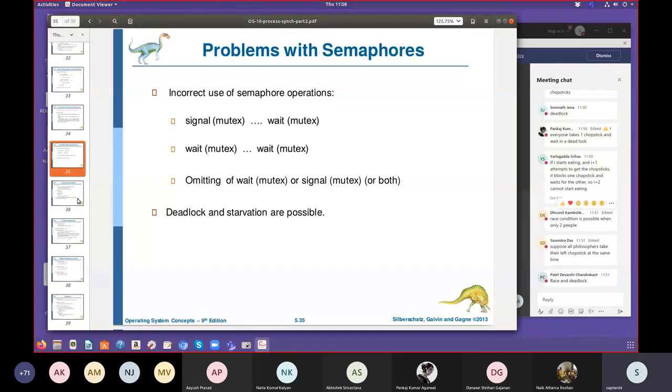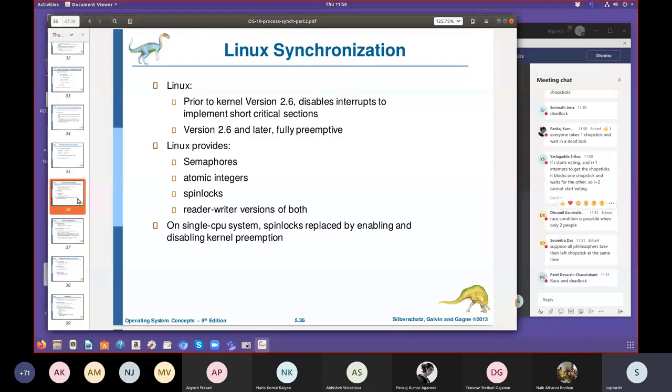Let me just take 2 or 3 minutes because this topic is about to end. So till now we were discussing semaphores intuitively, or the concepts behind them. A very brief discussion on what Linux offers. As usual, I'll just tell you some names of some system calls or functions. We expect you to figure out the details. So Linux provides semaphores, spin locks, etc.